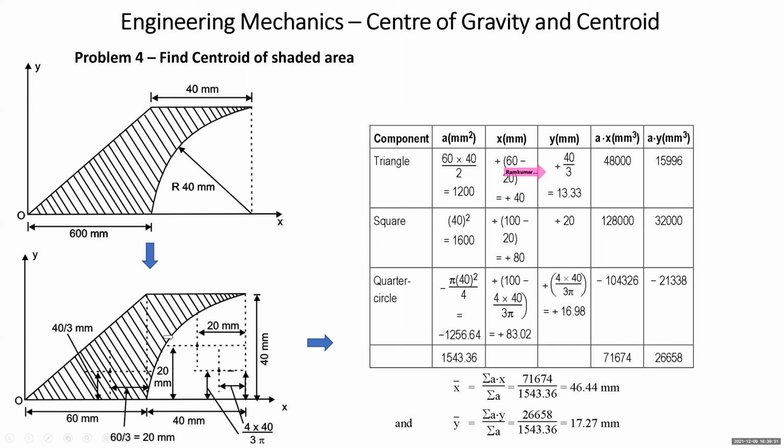Then we come to square. The square is 40. Square is its area. Centroid is here. This point is right of y-axis.